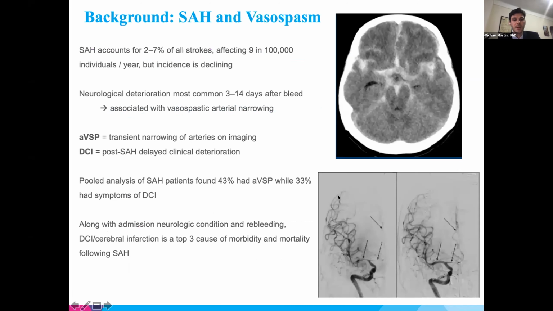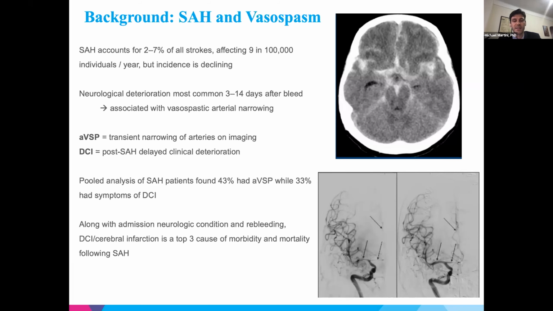All right, so on to some background. As we all know, SAH can be a devastating neurological condition with a long recovery. One important risk is that of a post-SAH vasospasm, which most commonly occurs between days 3 to 14 after the bleed. Of note, there's a key difference between angiographic vasospasm, which describes a transient arterial narrowing on imaging, and delayed cerebral ischemia, or DCI, which more refers to a post-SAH clinical deterioration that's not really caused by other etiologies.